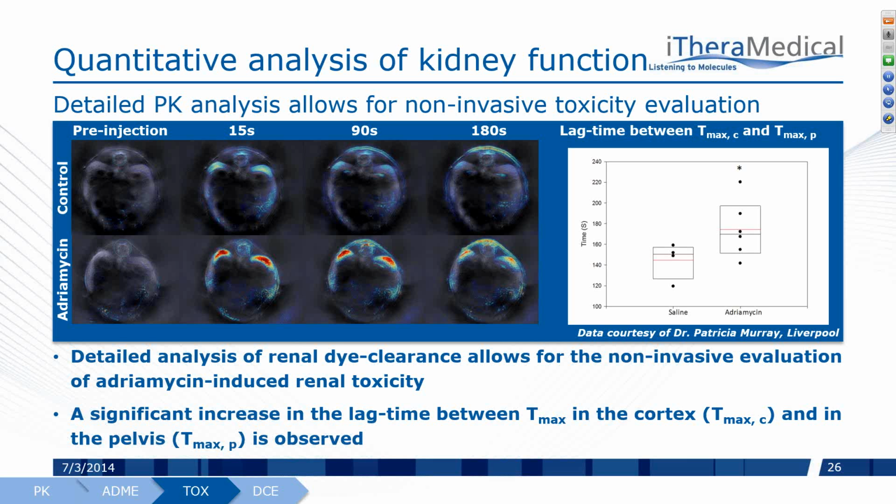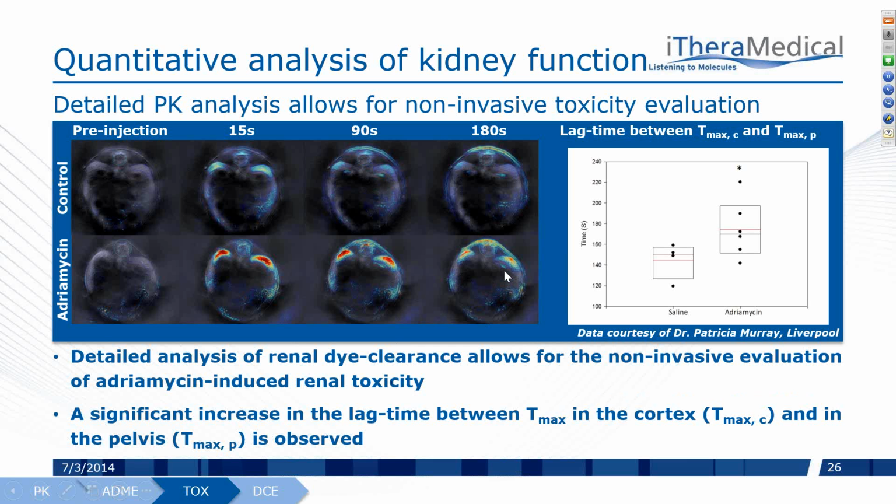We have a control mouse on the top and an adriamycin-treated mouse on the bottom. So adriamycin actually induces a renal toxicity. So now if we use the same dye that I was showing in the previous slide, we can see that this process that I was describing is actually delayed. So in the control mouse, the dye ends up in the renal pelvis very early on. So we can see here, whereas in this adriamycin-treated mouse, the renal pelvis signal shows up much, much later.